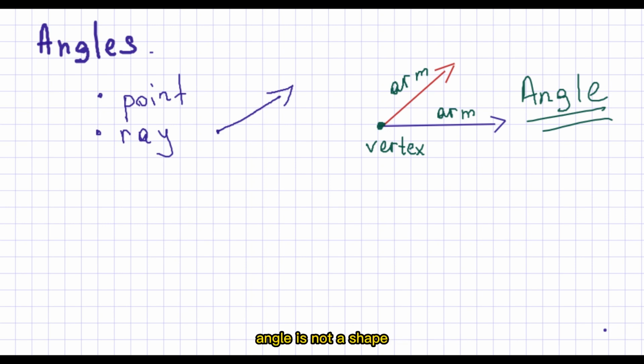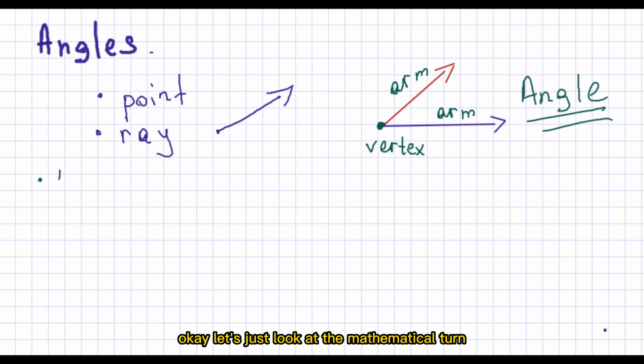Angle is not a shape. Why it is not a shape? We will talk about it in our next lessons. For now, we know that angle is a geometrical figure that consists of one vertex and two arms.